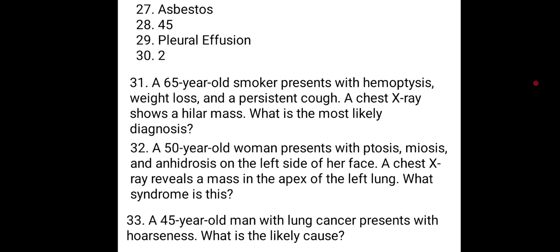32. A 50-year-old woman presents with ptosis, miosis, and anhidrosis on the left side of her face. A chest X-ray reveals a mass in the apex of the lung. What syndrome is this? 33. A 45-year-old man with lung cancer presents with hoarseness. What is the likely cause?